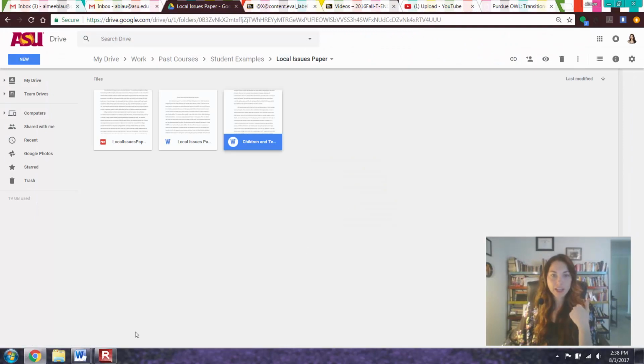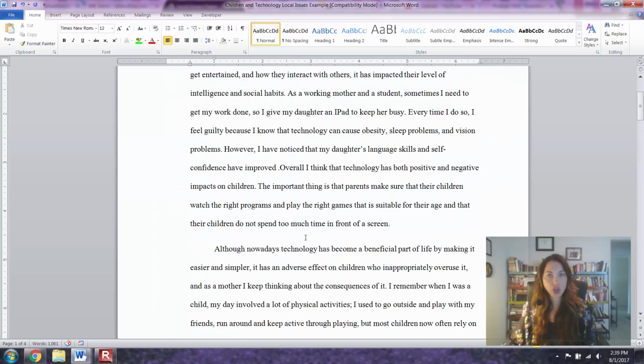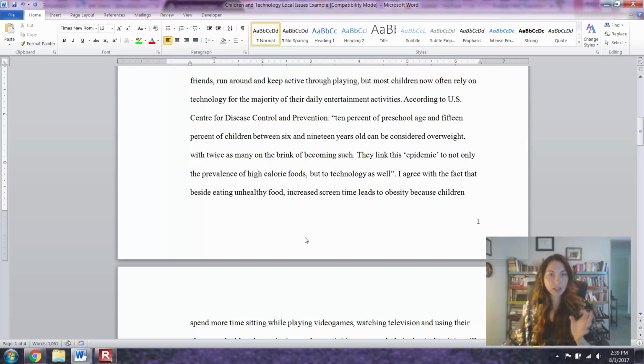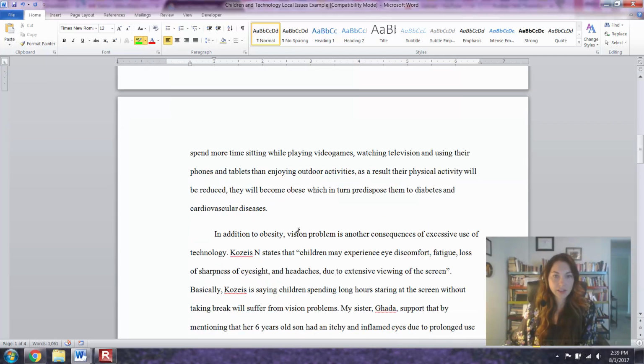So what I've got here is an old example from a paper that a student wrote for a completely different class, but I want to just in a really simple way show you, kind of color code the transitions here for you. So the idea that she left off on was screen time leads to obesity. Okay? And then the new thing she wants to discuss is vision problems.